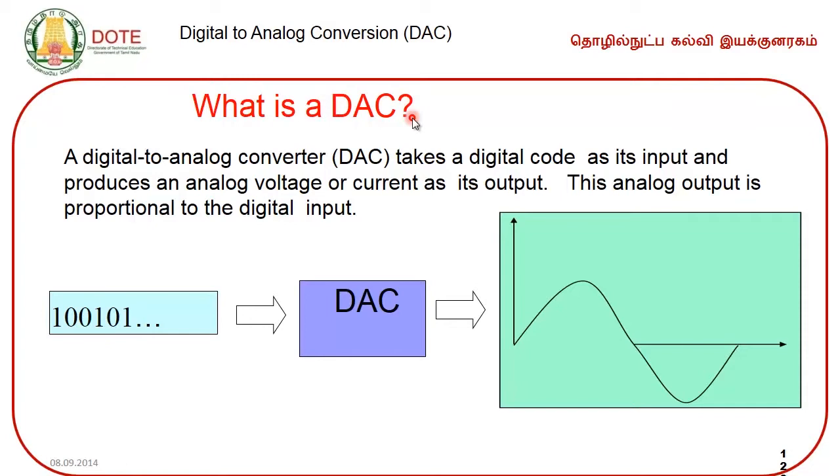There are various methods by which an analog signal can be converted into a digital signal.